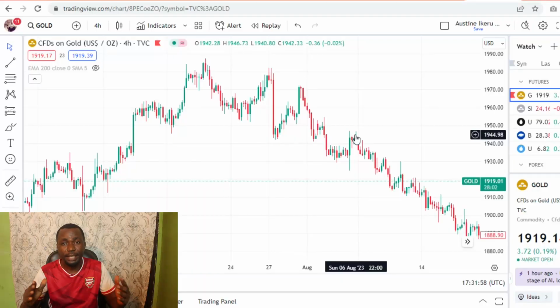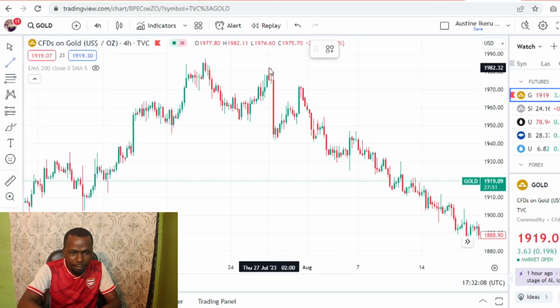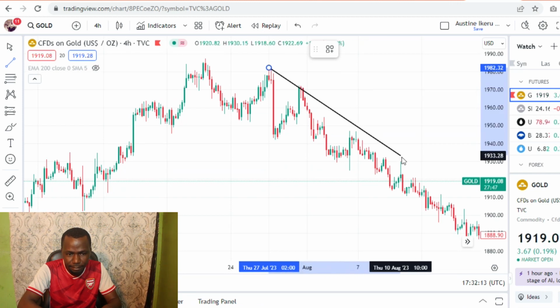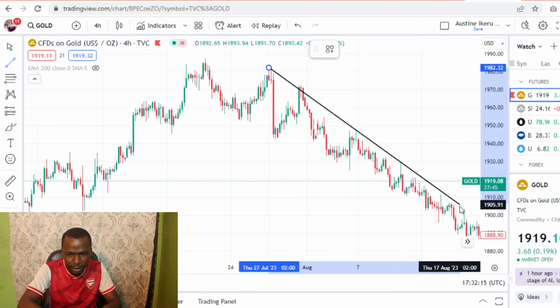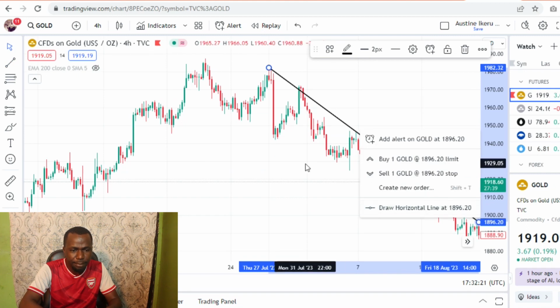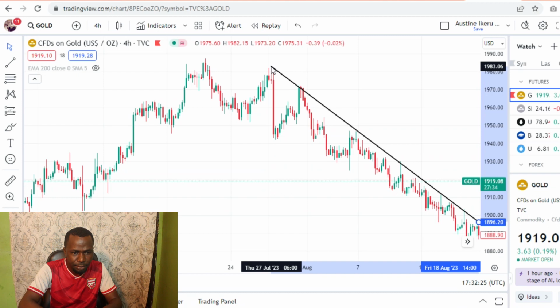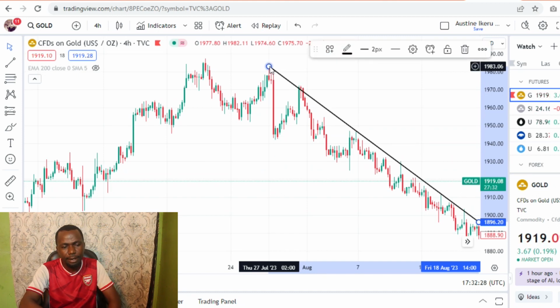You can use the horizontal line or the trend line. So now let's look at the area of value. We'll look at our trend line. Yes. Now, this is our area of value. You can see it. You just use your trend line and draw it. So this is our area of value. Remember, this is a 4-hour time frame. We have used our trend line.